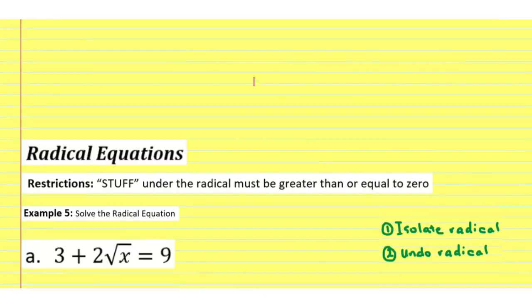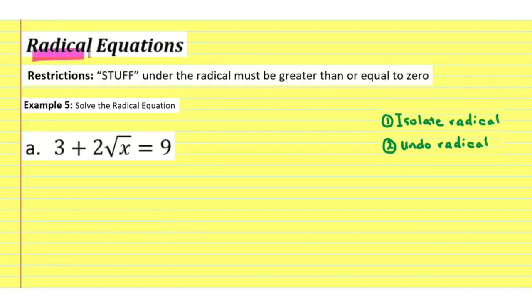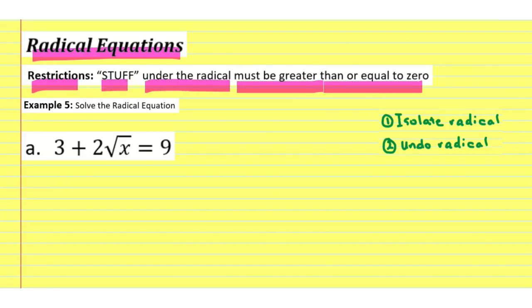The next part of our video is going to be about radical equations. It's listed a restriction here. It says that the stuff under the radical must be greater than or equal to 0, which is another way of saying no negatives. We don't want any negatives under the radical. Anytime you get a negative under the radical, you're going to get into complex numbers. So in solving for them, we are not going to deal with any answers that give us a negative under the radical.